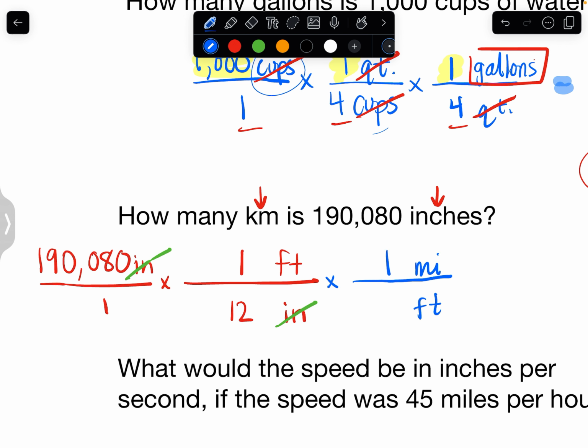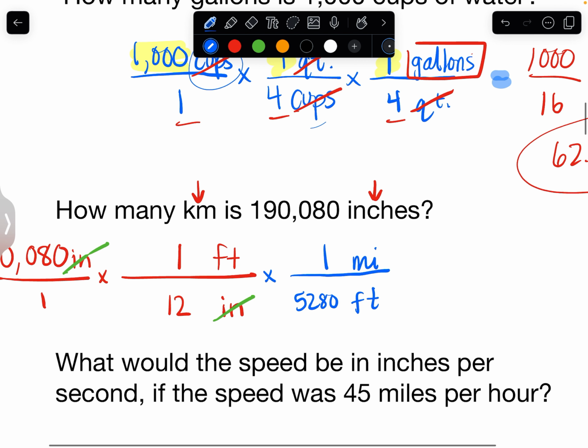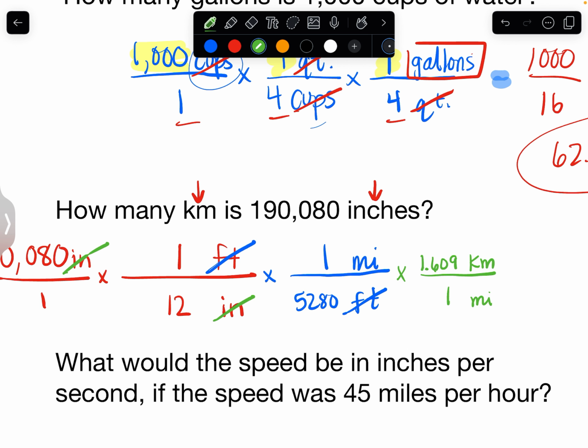So I know that in 1 mile, there's 5,280 feet. Again, here we can see that feet cancel, and I'm left with miles. Now our last conversion is going from miles to kilometers. So miles would go in the denominator, which I'm trying to cancel out, and kilometers would go on top. So that means there's 1.609 kilometers in 1 mile.